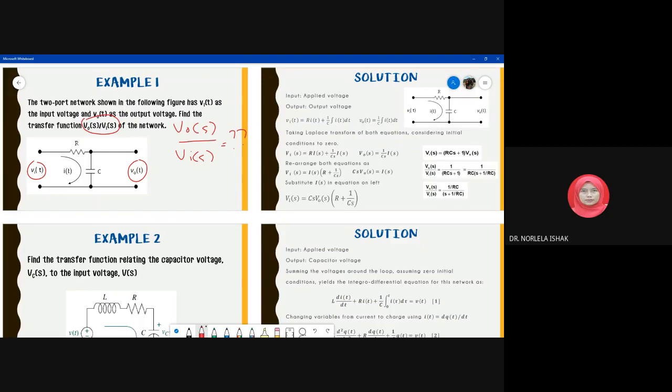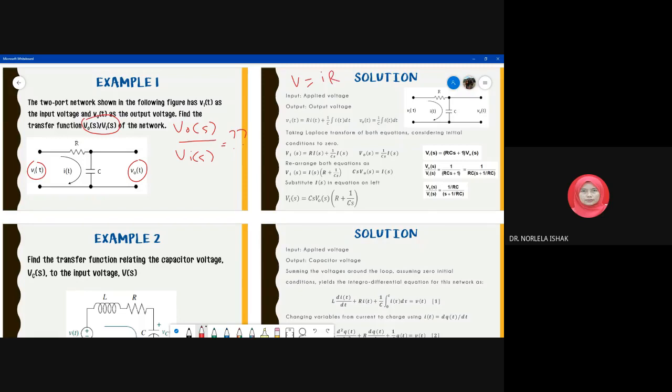So you have to derive using Ohm's law. What's the equation for Ohm's law? You can tell me, guys, what is the equation for Ohm's law? V is equal to IR. Okay, this is our Ohm's law.